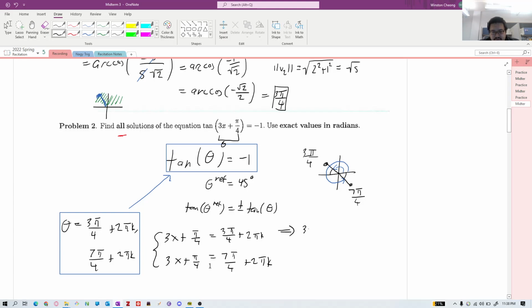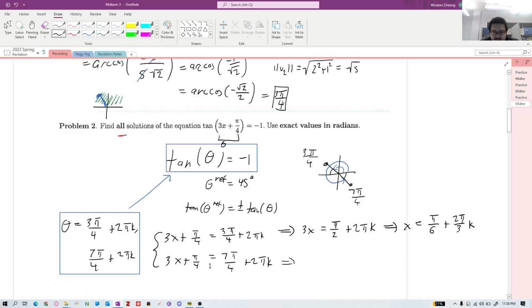Okay, so we go ahead and we manipulate this. It's just a little bit of arithmetic. So for 3x, we have 3 pi over 4 minus pi over 4. That gives us 2 pi over 4, which reduces to pi over 2, and then the plus 2 pi k doesn't change. But then finally we have to divide by 3. So we get x equals pi over 6 plus 2 pi over 3 k for our solutions corresponding to the first equation.